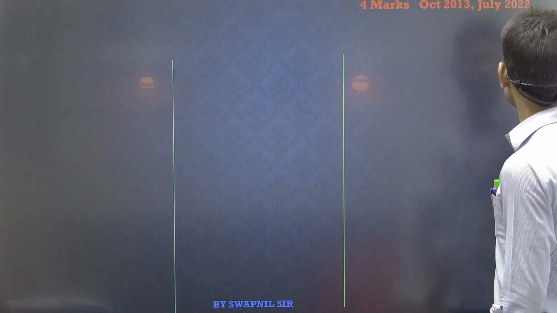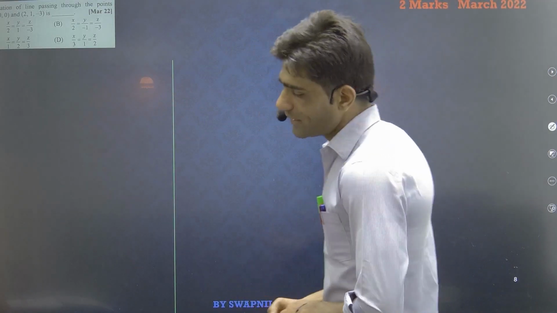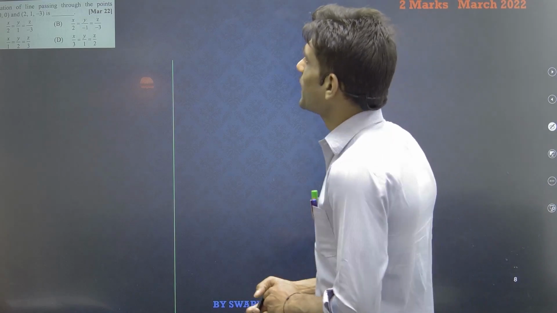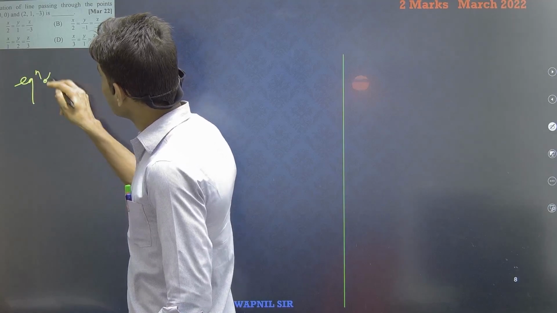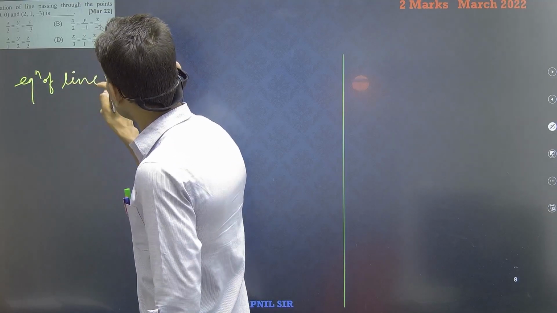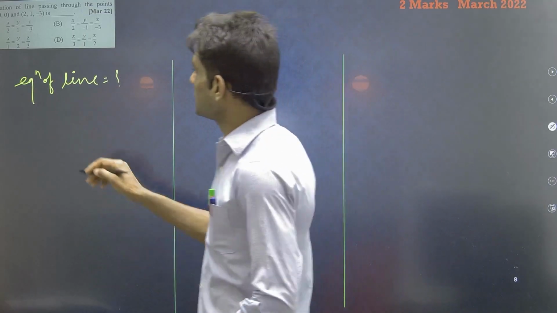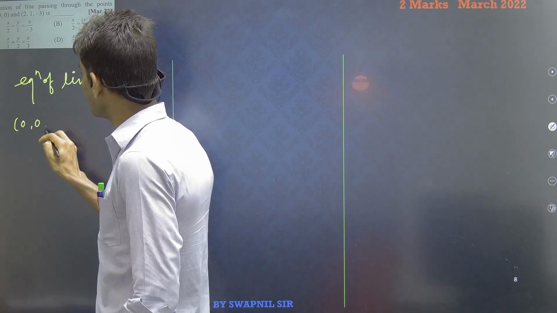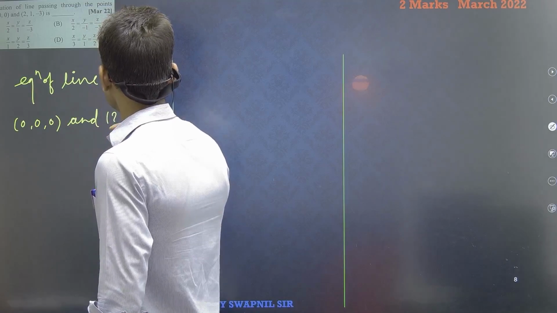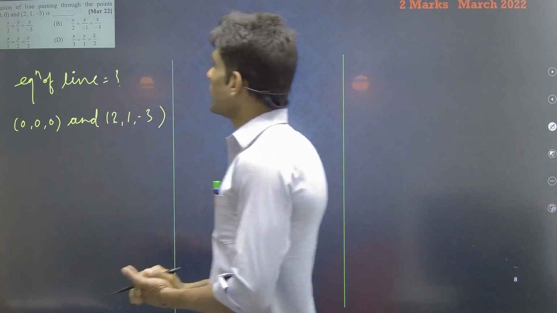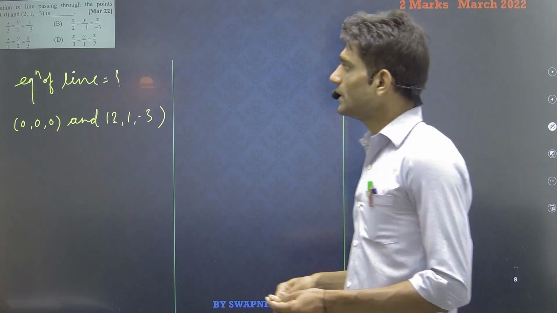Still 2 examples remaining. Now let's go for the next example. In our example number 6, we are given the equation of a line passing through the points. We have to find the equation of a line which passes through the points 0 0 0 and 2 1 minus 3. So we want the equation of a line passing between these 2 points.